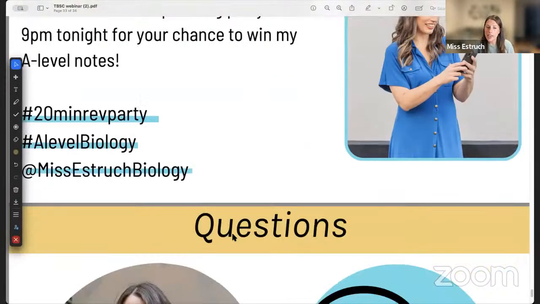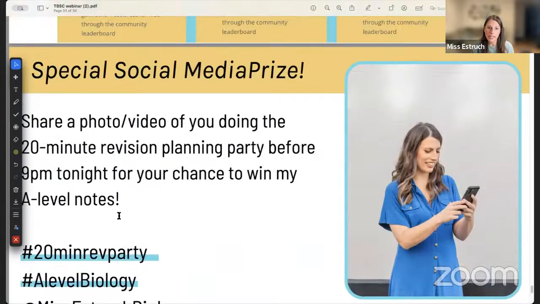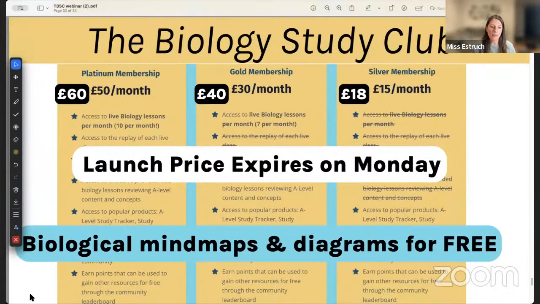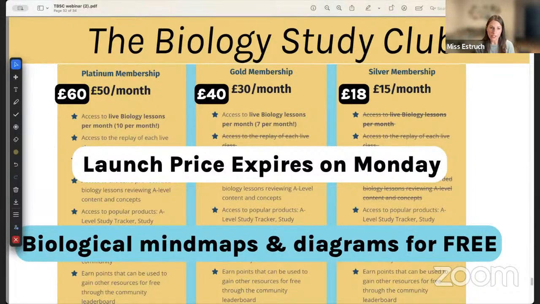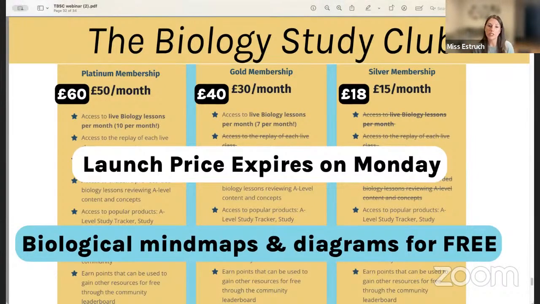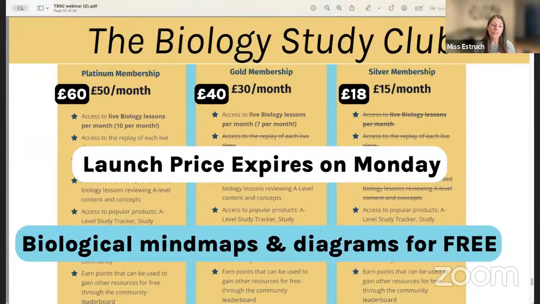Now, I'm guessing I'm going to answer the FAQs, the most common questions that come up linked to the biology study club. I often get the question of when are the lessons? OCR lessons are on a Tuesday, every other Tuesday. AQA lessons are on a Wednesday, and exam questions are on a Thursday. The OCR lessons are at 7 p.m., AQA is at 5:30, and exam questions are at 7. There are more AQA lessons than OCR, because AQA is the most widely taken exam board, followed by OCR. That's why I've focused on those 2.